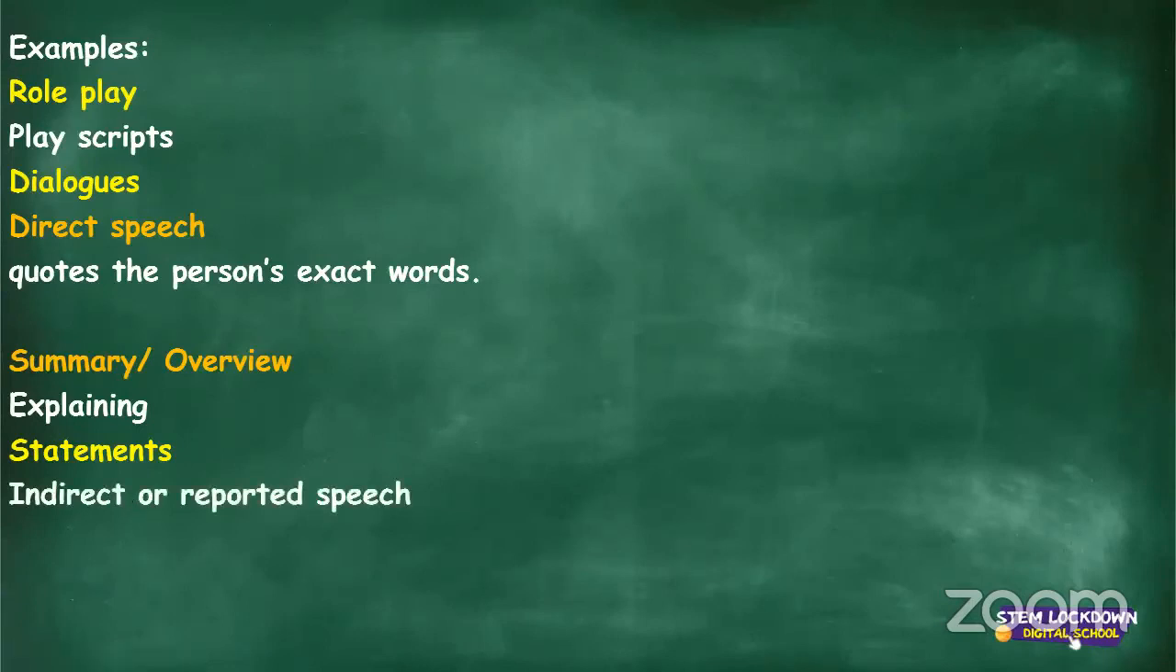Summaries and explaining, as well as statements, fall under indirect speech, or reported speech. When you're writing a summary, you are not saying exactly what was said, but just giving a brief overview of whatever you read or attended. You are still telling us what happened, but using your own words. When you use your own words but report what was said, you do not use quotes. That's the difference between indirect and direct speech.